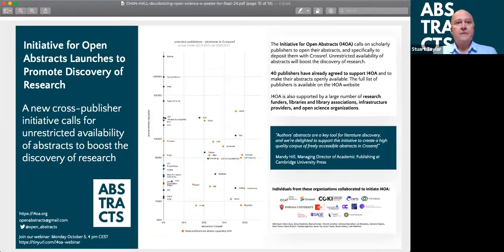Again, if you look at the graph, the orange dots are supporting publishers, and some of them haven't got any open abstracts yet, but we'll be updating this graph on the website each month, and you'll see them move to the right.